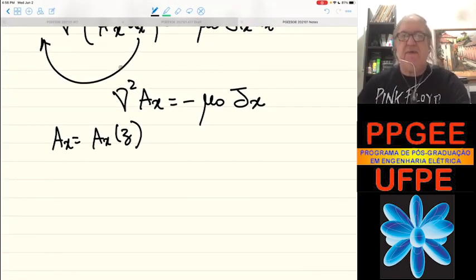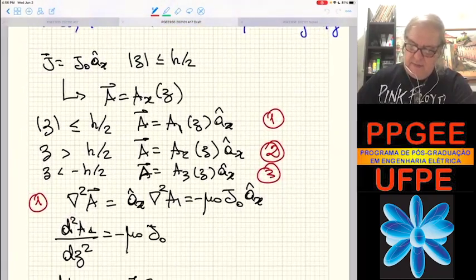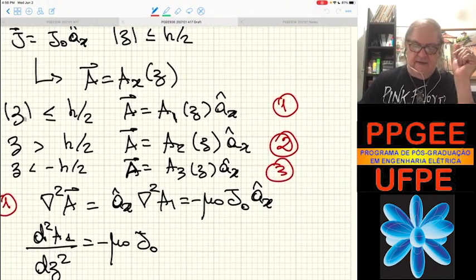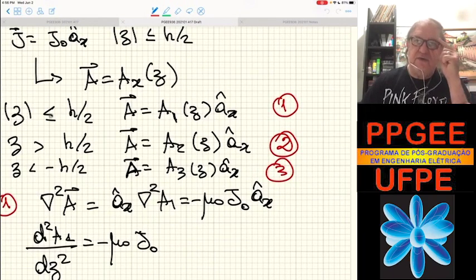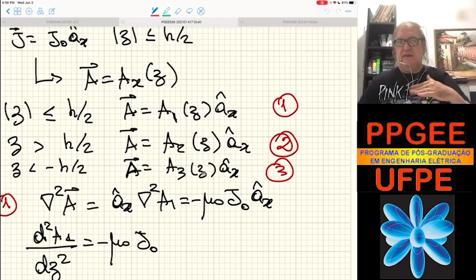We are going to label, as in the class notes, for the magnitude of z smaller than h over 2, so inside of the current distribution, A equals A1 of z times ax. For z larger than h over 2, A equals A2. And for z smaller than minus h over 2, A equals A3. So above is region 2, and below the plate is A3.